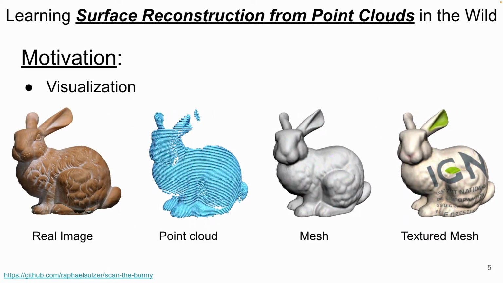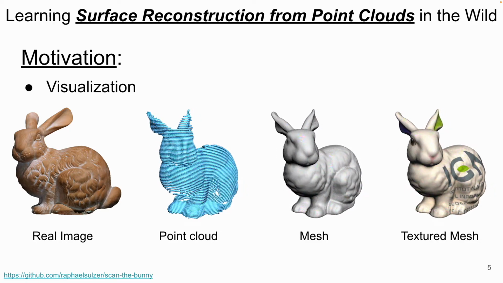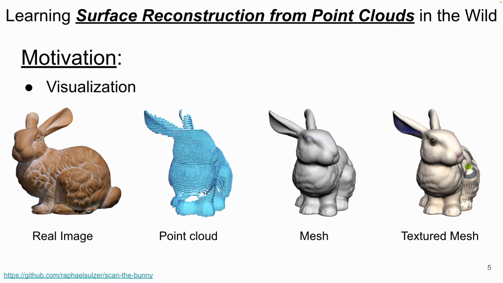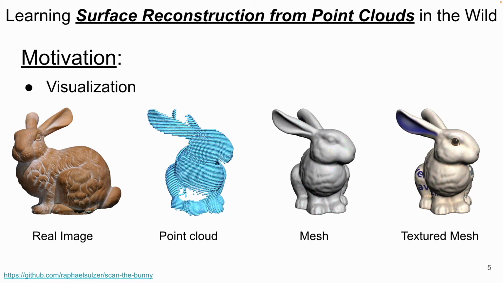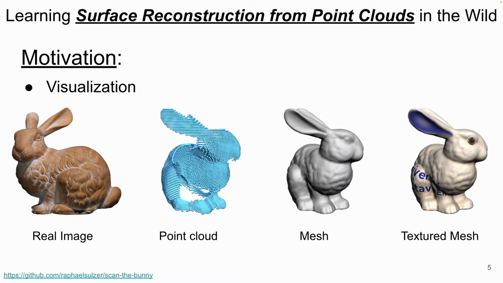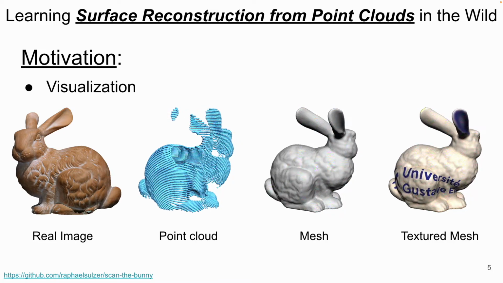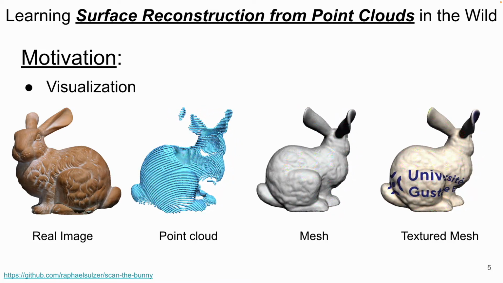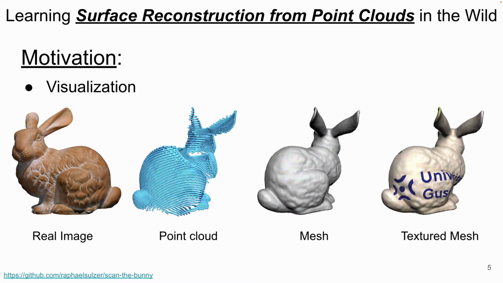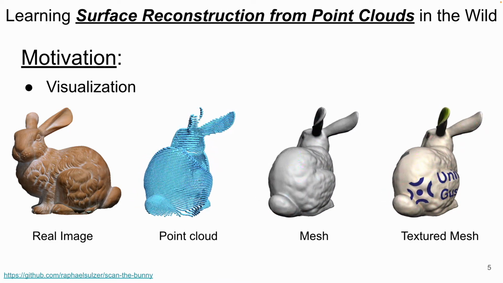And we do this, of course, to visualize the object. Usually a closed surface provides much better visualization than just the discrete point samples. And this also allows us to, for example, texture the surface, so we can apply any texture or color we want to change the appearance of the surface.